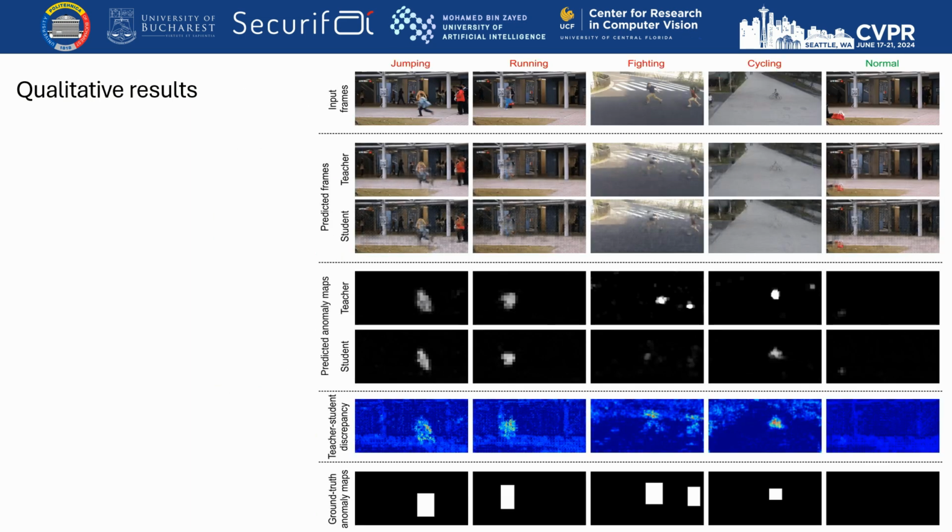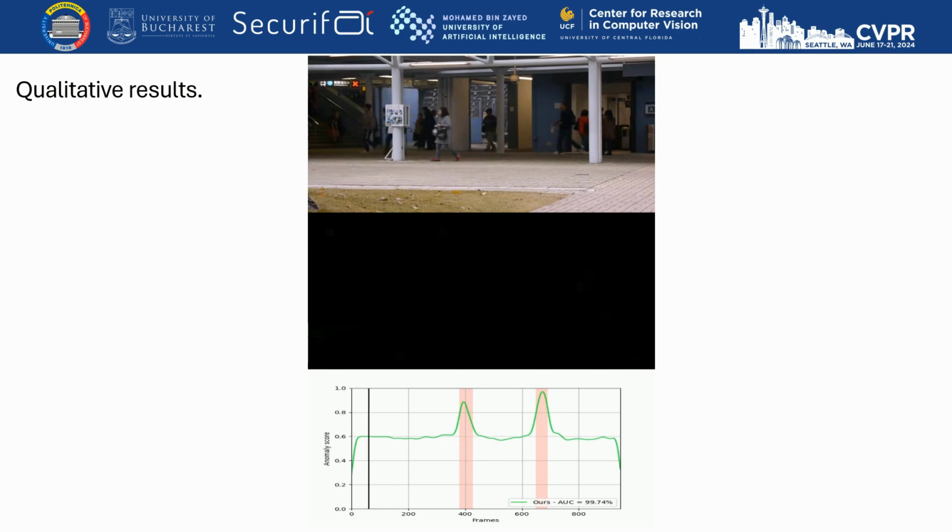On this slide, we included qualitative results for our anomaly maps and teacher-student discrepancies. This is a test video and the anomaly maps predicted by our method. On the last row, we included a graph for the anomaly score.